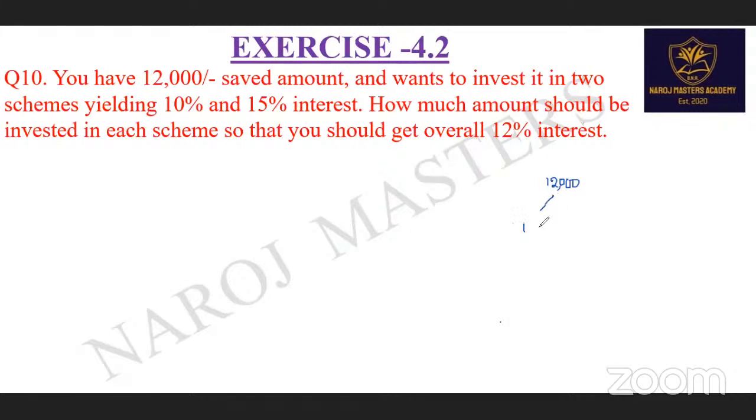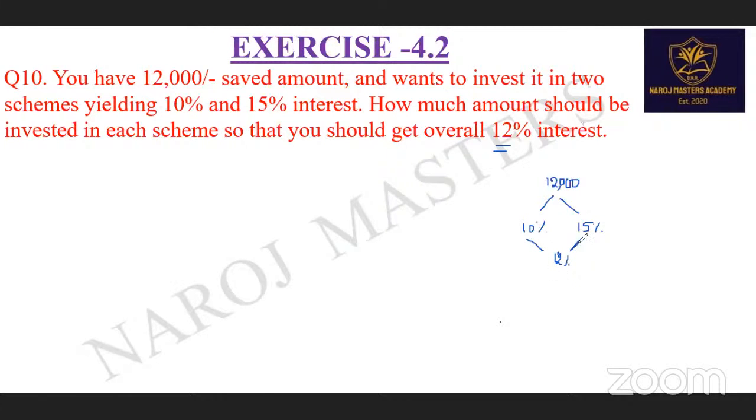You want to invest in a 10% scheme as well as a 15% scheme. And you want the overall percentage of interest. You don't need 10% overall interest or 15% overall interest. So you want to get 12% as your overall interest.